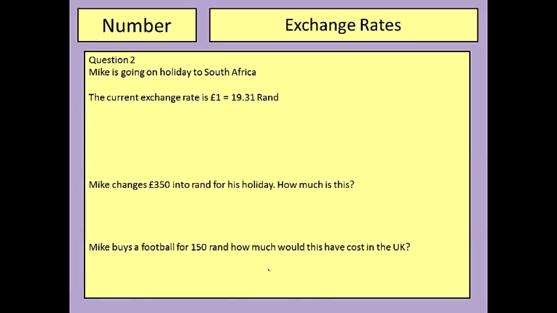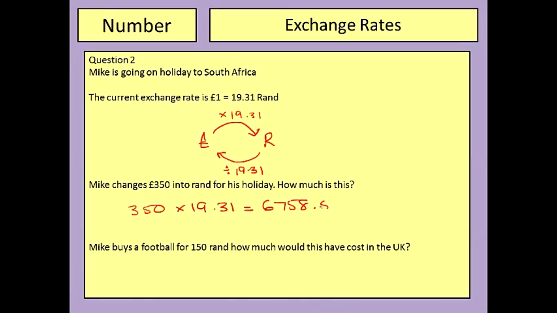Okay, so I'm going to set up my guide for Mike's trip to South Africa. So I've got pounds and rand, and to go from pounds to rand I'm going to multiply by 19.31, and to go back the other way I'm going to divide by 19.31. Mike changes £350 into rand for his holiday, so that's 350. I consult my guide and it's times 19.31, and that gives me a total price in rand of 6,758.50.